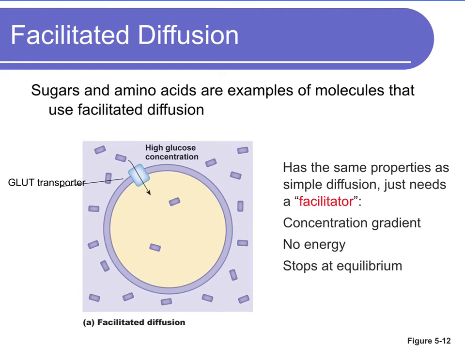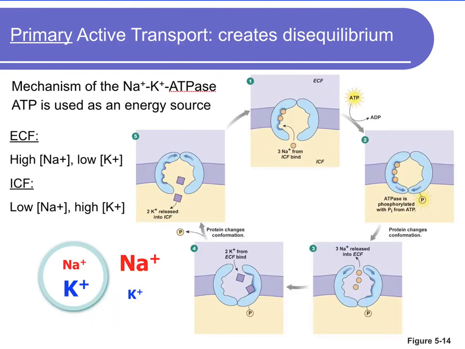So let's review the diffusion that we talked about earlier. Facilitated diffusion, if you recall, is where solutes move from high to low concentration. No ATP is required, but we do need a facilitator, a helper. In this case, we have this protein. The example here is a GLUT transporter. GLUT should make you think of glucose. So this is a glucose transporter. It allows glucose to move. Diffusion will stop once equilibrium is reached.